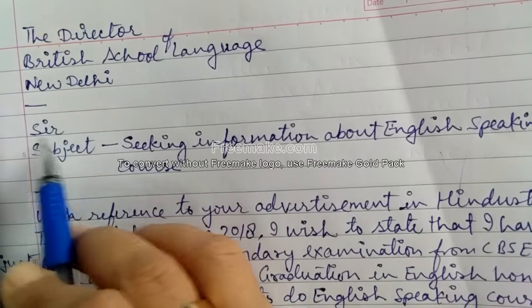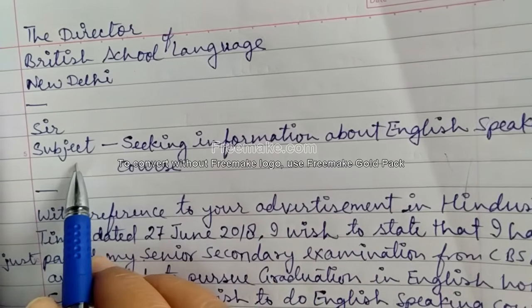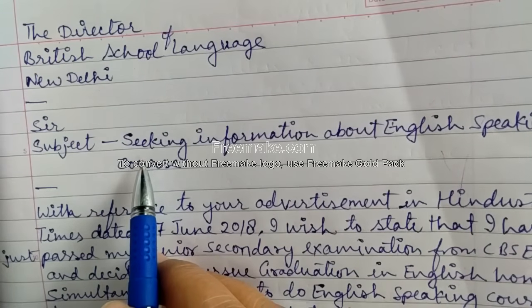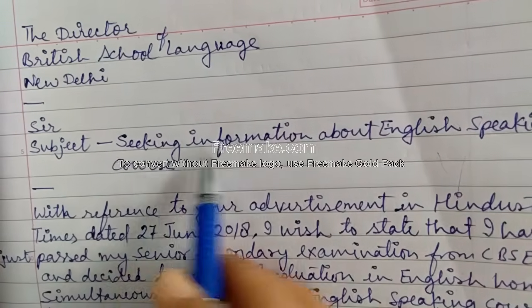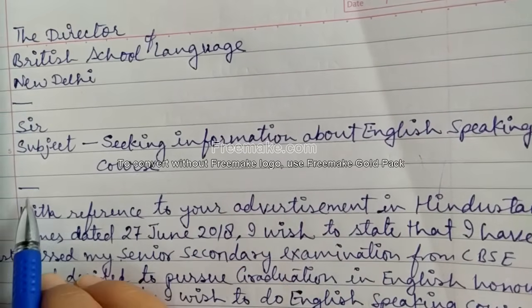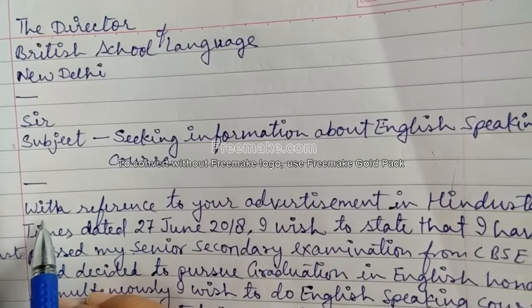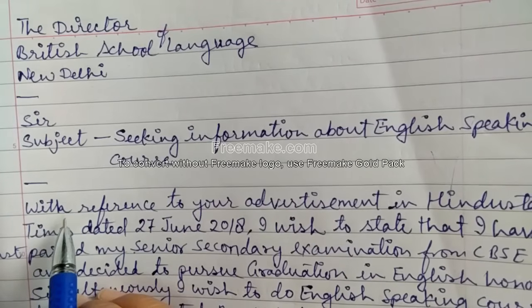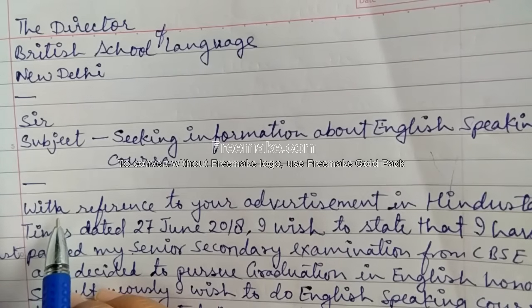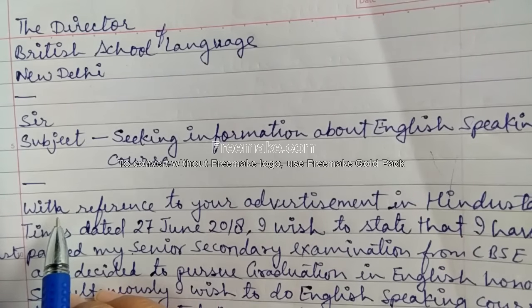Leaving a line, salutation, Sir, and subject as brief as possible, somewhere around 5 to 7 words, seeking information about English speaking course. And after that, again leave a line. Before starting your letter, you should leave a line so that it looks neat. As I told you, you should start your letter with the reference from where you have got the idea about the institution or any course or any trip or something else.